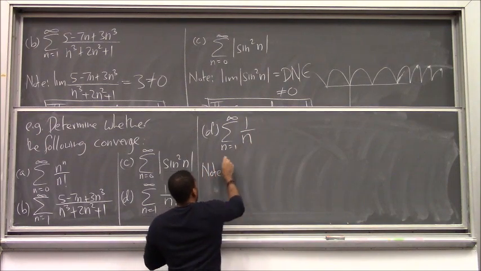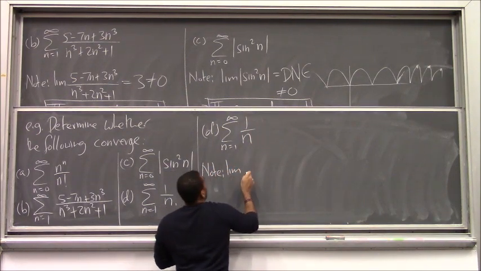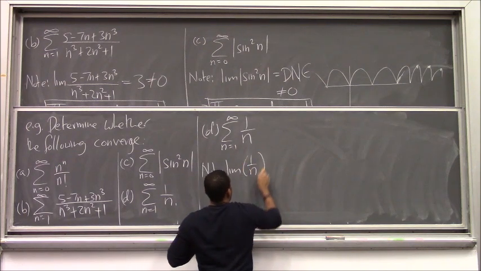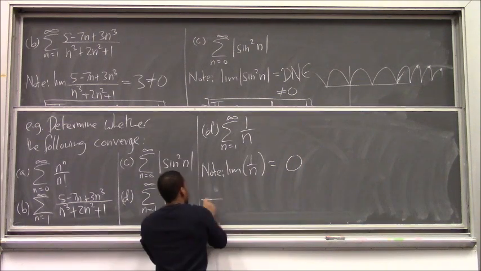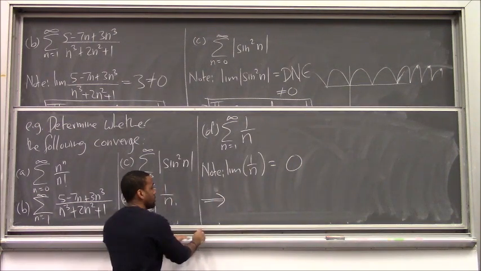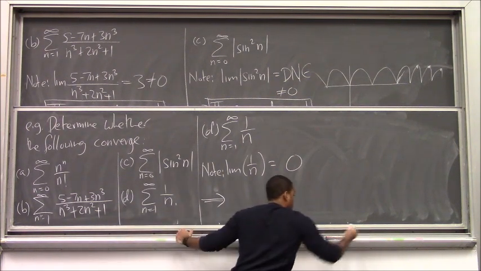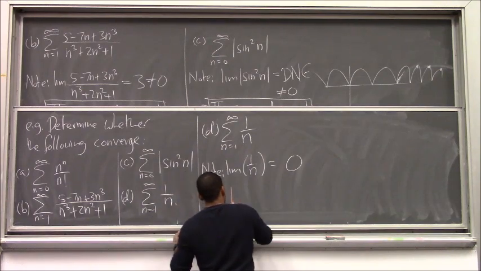Here, the limit of 1 over n, what is that? That's 0. What does this mean? It might converge, it might not. Turns out, no conclusion here.